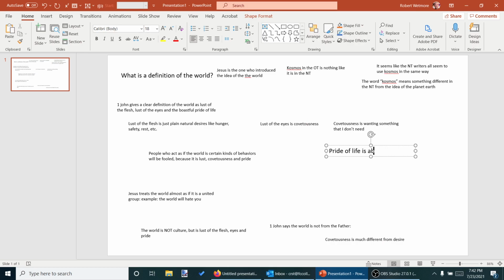Pride of life is about thinking that I am in charge or should be respected or above God. All right, so let's make this smaller so it fits the other ones. So I had to put that in there because it's lust of the flesh, lust of the eyes, and the boastful pride of life. So this is about John's definition, 1 John, and all of these are sort of explaining that.